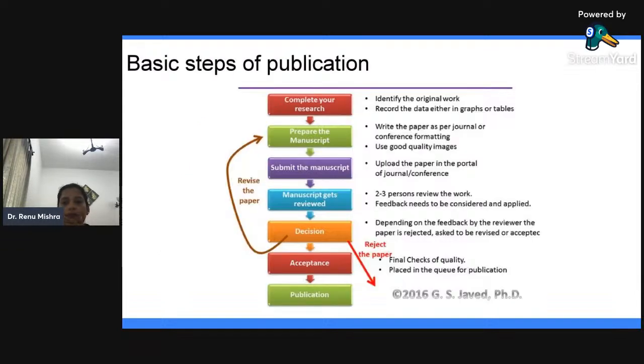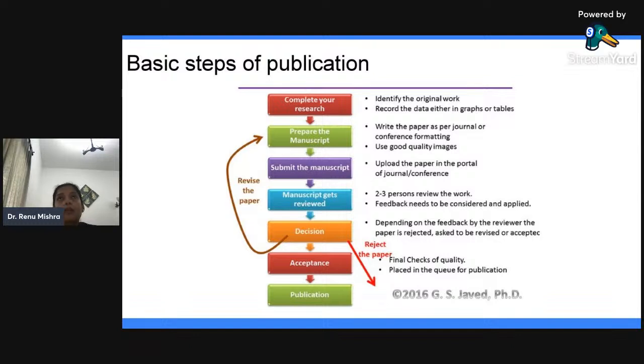Okay, all right, now the answer to one of the questions: what is the publication process? Just a brief about it. First, obviously, you need to work on your research. That goes without saying, you need to complete your research. Then you need to prepare the manuscript. Now, this is the step where you need to be careful.